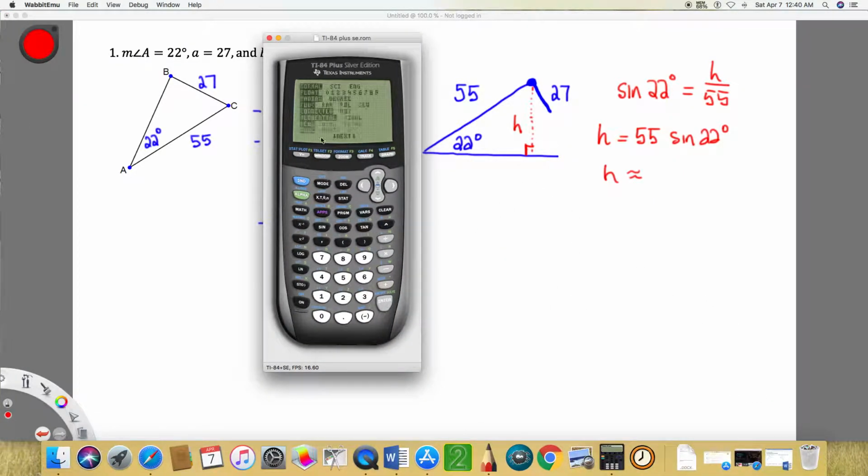Let's check, we're in radians, we need to be in degrees. And I'm just going to have it fixed to 2 decimal places. That ought to be good enough for us. All right, so I want to take 55 times the sine of 22 degrees and compare that number against the 27. So 20.6.